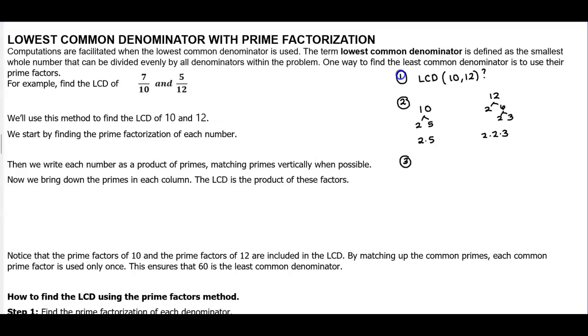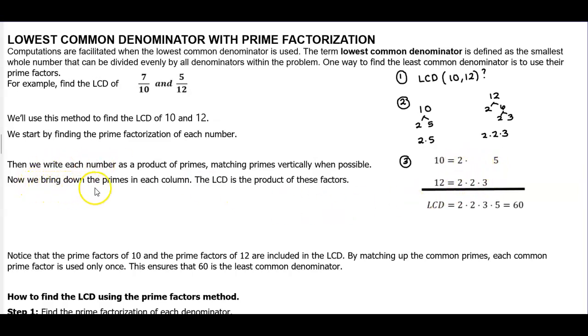Now, once we find the prime factorization of each number, we're going to write each number as a product of those primes, which we did. And then we're going to match the primes vertically when possible. What I mean by that is the following. I wrote down 10, and the prime factorization is 2 times 5. And for 12, the prime factorization is 2 times 2 times 3. So I put them in order so you can see what's happening here.